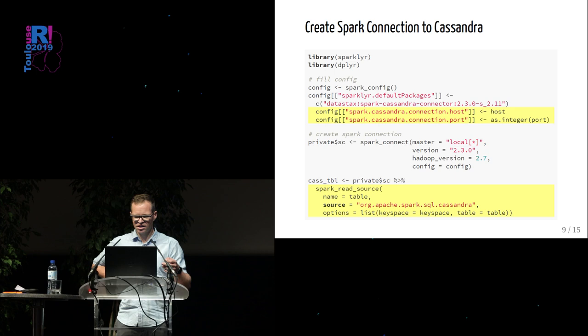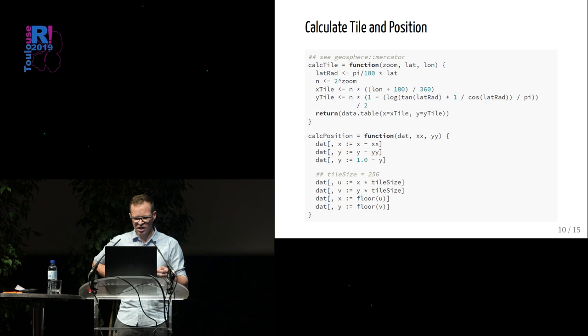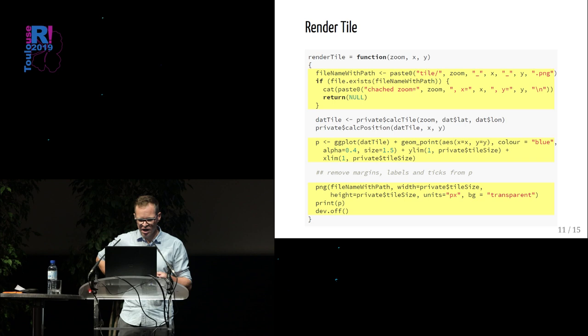At the startup of the Shiny application, you have to give the host and port of the Cassandra database, and you also need the key space and the table name here. Then you have to calculate the Mercator projection using the calc-tile function, and also calculate the position of the data relative to the tile size. Then we have a render tile function where zoom, x and y are used as a file name, and then you can plot all the data on transparent PNG images.